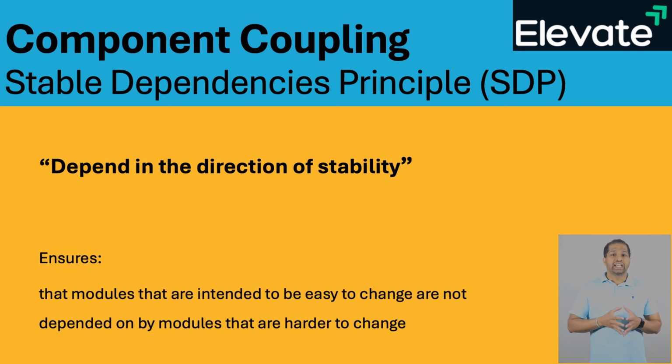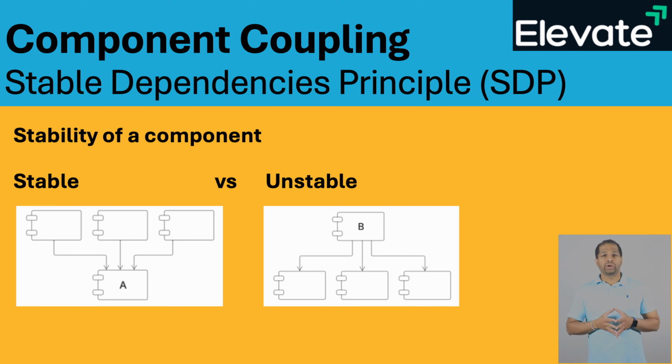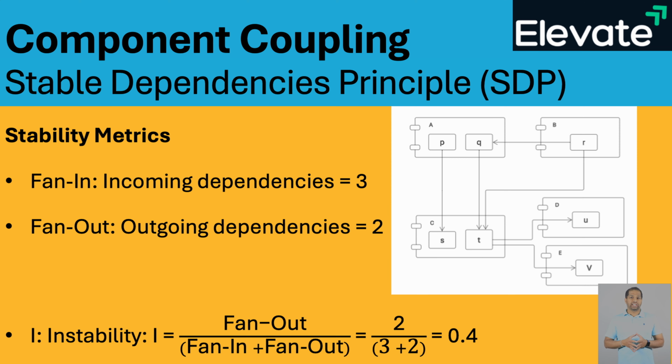Let's now study the stability of a component. Here you can see three components are dependent upon A, while A does not depend on any of those components. So A is a pretty stable component. In contrast, B is a very unstable component because any of those other components could change and trigger B to change. There are several stability metrics that we are coming across in this principle.